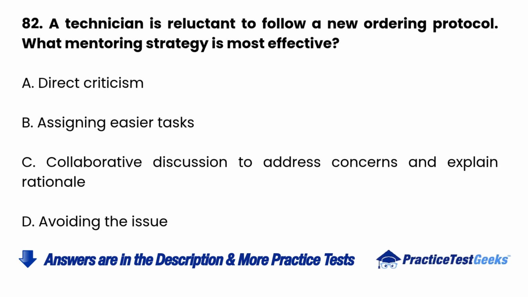82. A technician is reluctant to follow a new ordering protocol. What mentoring strategy is most effective? A. Direct criticism. B. Assigning easier tasks. C. Collaborative discussion to address concerns and explain rationale. D. Avoiding the issue.